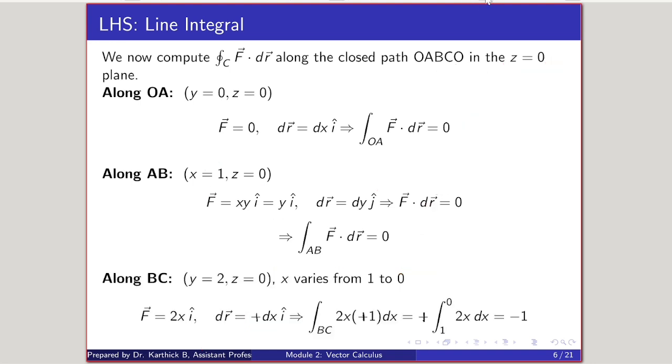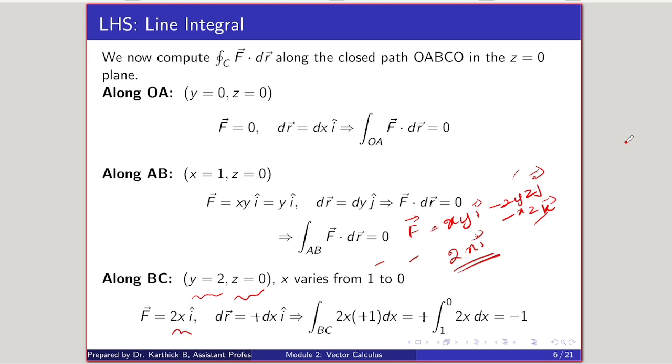Now we go for AC. So here y and z will be constant, x varies from 1 to 0. So we know that our f vector will be xy i vector minus 2yz j vector minus xz k vector. If I substitute y equal to 2, it becomes 2x i vector. Then z, both the terms have a z value. So this will be the function, 2x i vector. And dr, we know that dy will be 0 and dz becomes 0. So therefore dr vector will be dx i vector.